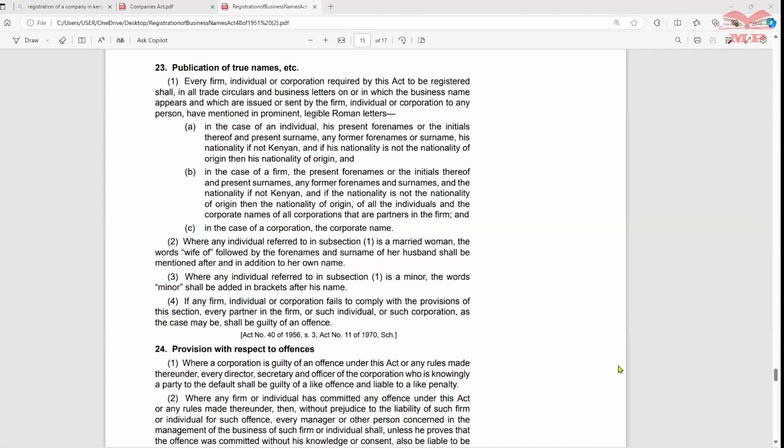Section 12 provides that the articles must be in English, they must be printed, they must be divided into paragraphs numbered consecutively, they must also be dated, and they must be signed by each subscriber to the memorandum of association in the presence of at least one witness who shall attest the signature and add his occupation and postal address.